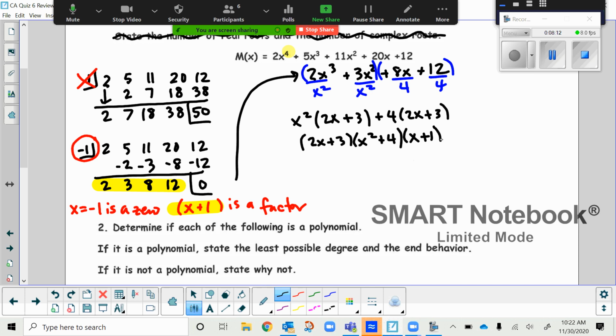And now, because the problem asked me to find the zeros, that means I have to take each of those individual factors and solve them, right? What would make each of those equal to 0? And we already know that x plus 1 gives me -1 for a 0.